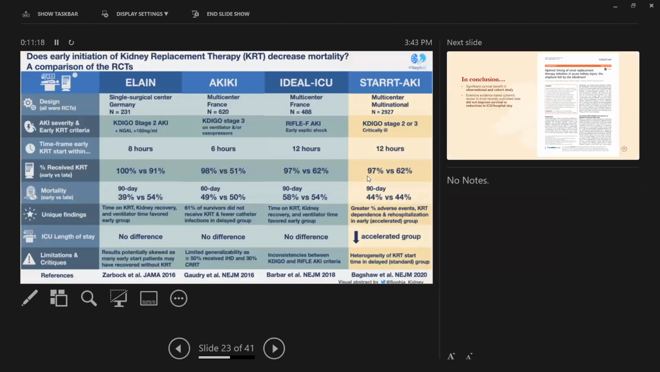So this is the comparison of the randomized controlled trials that were done, which shows mostly no difference in the mortality except ELAIN. However, in ELAIN the early time frame is around 8 hours. It's one of the earliest.